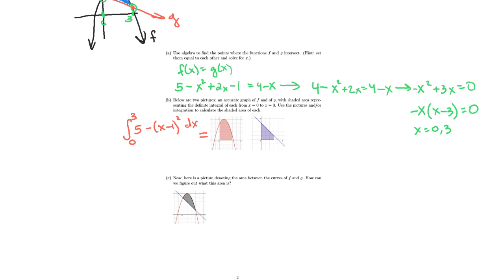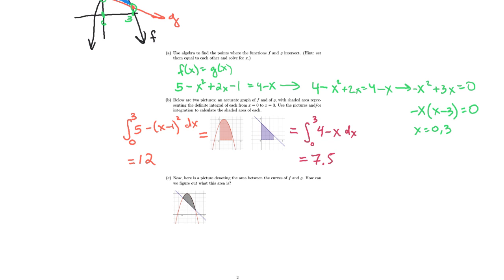While over here, the purple region represents the integral from 0 to 3 of g of x dx. So that was just 4 minus x. All right, and what we can do is we can actually calculate each of these areas separately. I'm going to pause the video and do that now.